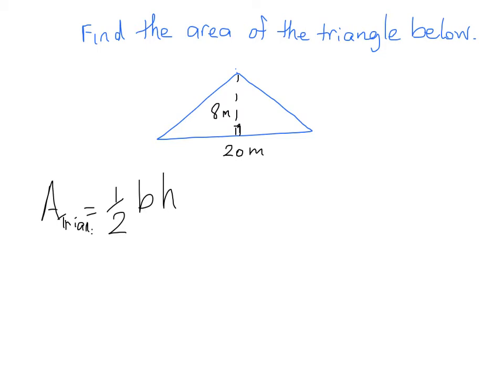Our base here is 20. The height is perpendicular to the base, it's 8. And so the area of our triangle is a half times 20 times 8, and that will give us 80 meters squared in this example. All right, let's look at a slightly harder one.